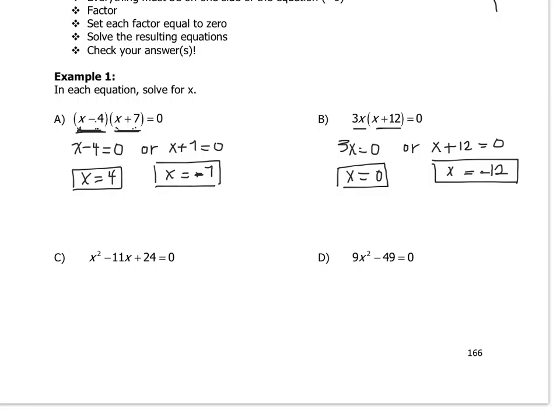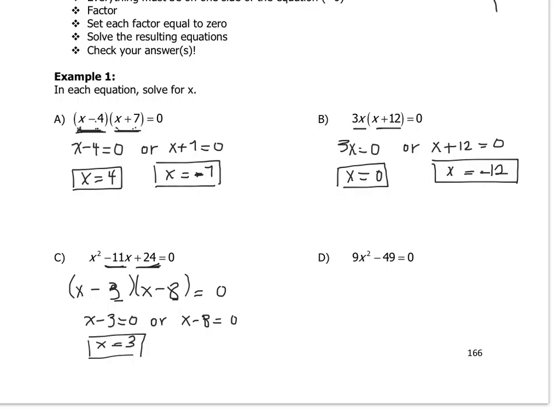So C is not factored for you already, but it's an easy trinomial to factor. It would have x and x, and the two numbers that go here would have to multiply to give you 24, but add to give you negative 11, which would be minus 3 and minus 8. So now I've got it in factored form. X minus 3 times x minus 8 is 0, so therefore either x minus 3 is 0 or x minus 8 is 0, which means x would have a value of 3 or x would have a value of 8. You're just solving that little equation.